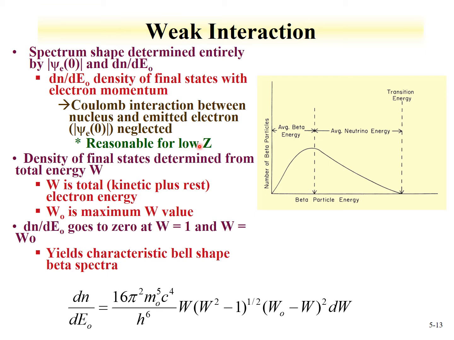There's also another equation, which is listed here for a density of states as a function of energy, where we talk about the total energy of the system, where that's the kinetic energy plus the rest energy. So we use the kinetic energy plus a rest energy of 1, and then the kinetic energy included goes to some maximum value. We can solve for this equation, and we can also get the characteristic bell-shaped beta spectrum.